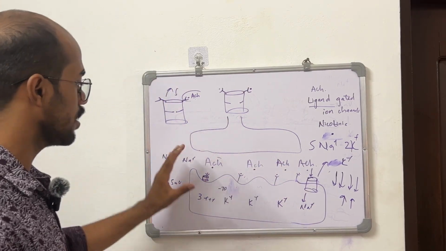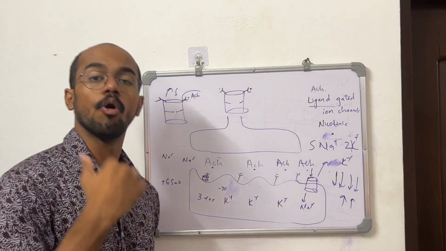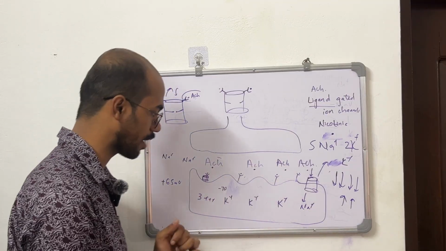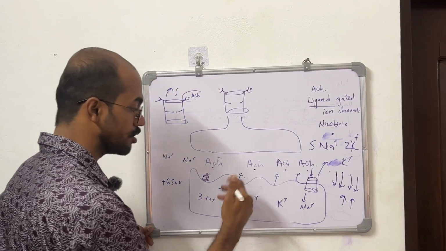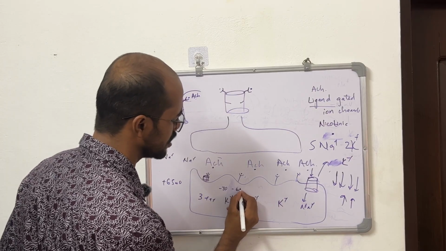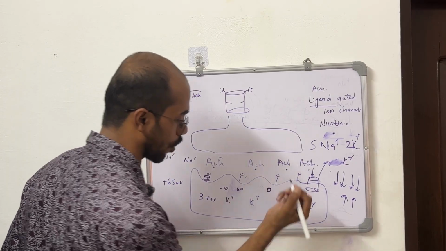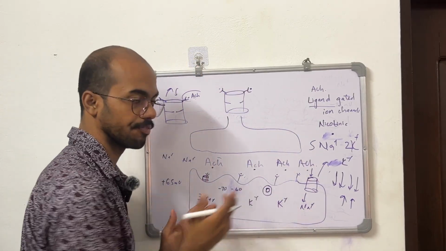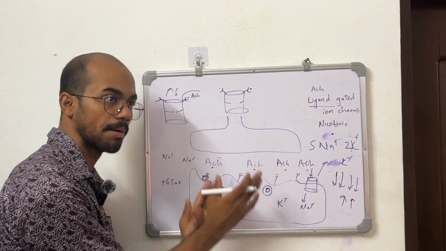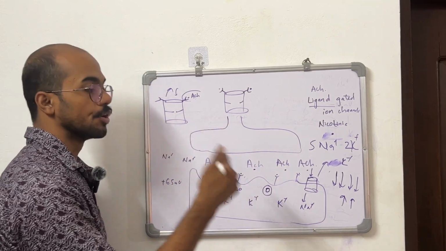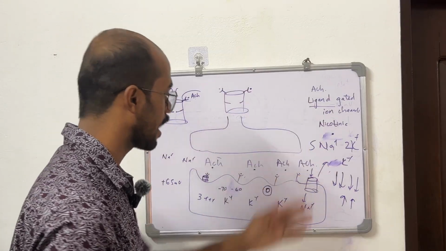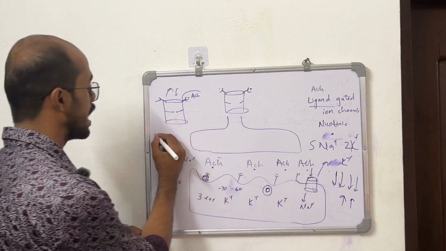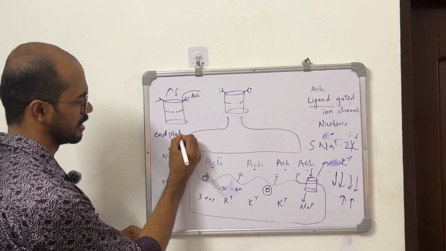Similarly, our membrane starts to become more positive, that is, it starts to depolarize. Due to the sodium influx, this -70 goes to -60, then -50, -40, -30, and it reaches 0. This 0 millivolt state is referred to as the motor end plate potential, because due to the influx of sodium through the ligand gated ion channel, our end plate potential is around 0. So it is referred to as end plate potential or motor end plate potential.